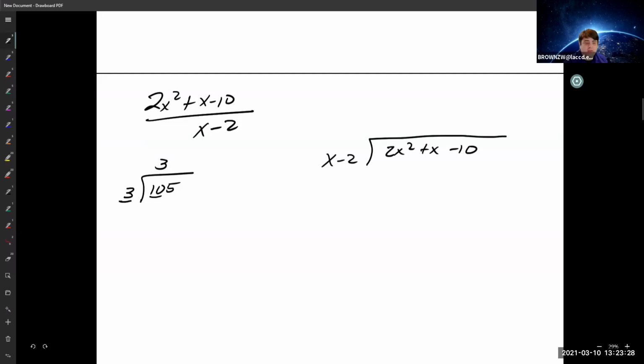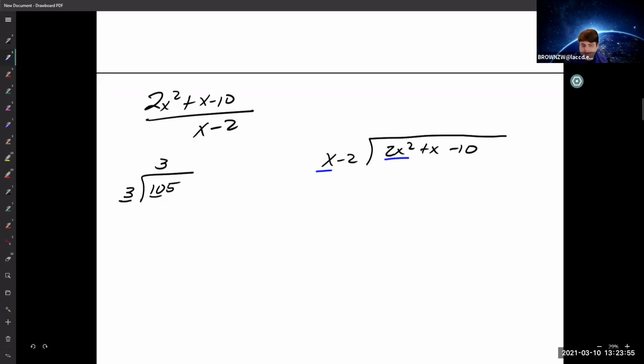So mirroring that over here, what we're going to look at is how many times x goes into 2x squared. So we write that off to the side. We're taking 2x squared divided by x, which leaves me with 2x. So we divided that in.